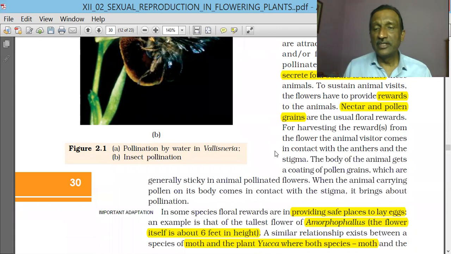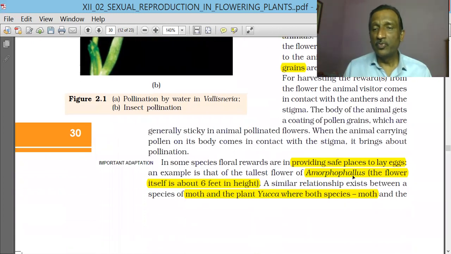Besides this, there are some other examples. Like here, Amorphophallus is given, this is the largest flower. It also has pollination with a particular species which actually lays its eggs there.